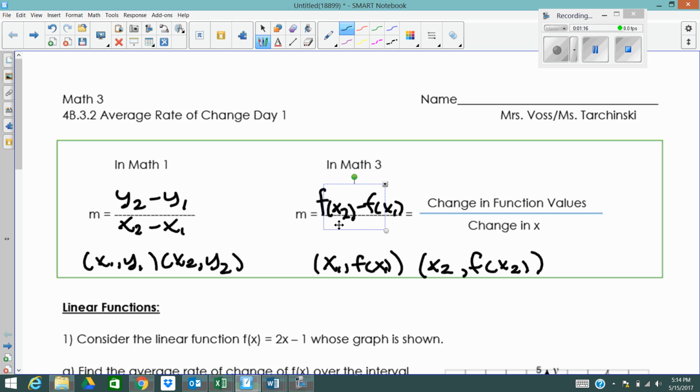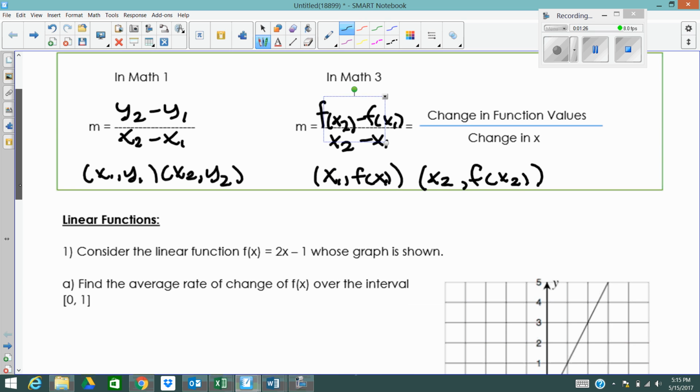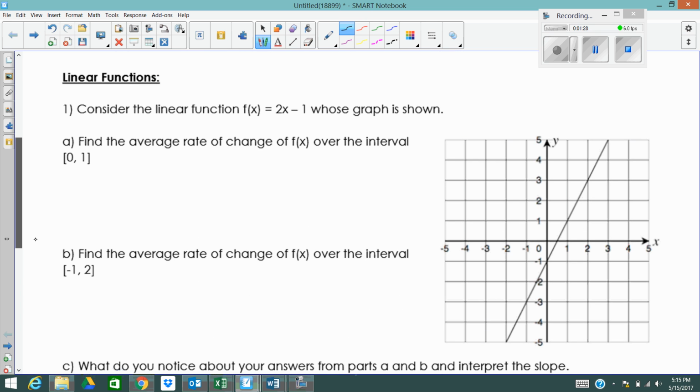over x2 minus x1. So still the change in y over the change in x, but it's more of the change in the function values over the change in x, because again, the change in y is the same thing as the change in the function values. So let's take a look at rate of change in linear functions, because linear functions are unique.